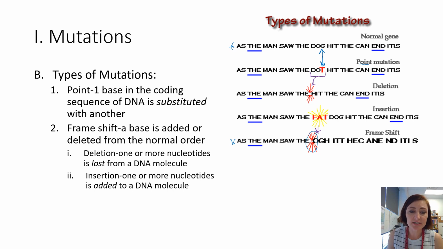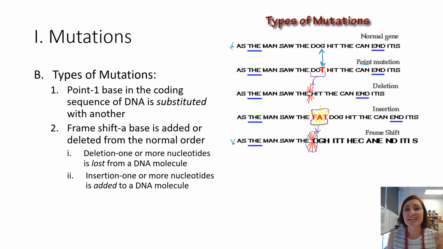An insertion is where you have one or more nucleotides being added to your DNA. So here we have an entire codon being added to our original sentence. So as the man saw the fat dog hit the can. So we've added a complete codon here, or a complete word, which is analogous to a complete codon. So we're adding in a whole amino acid.